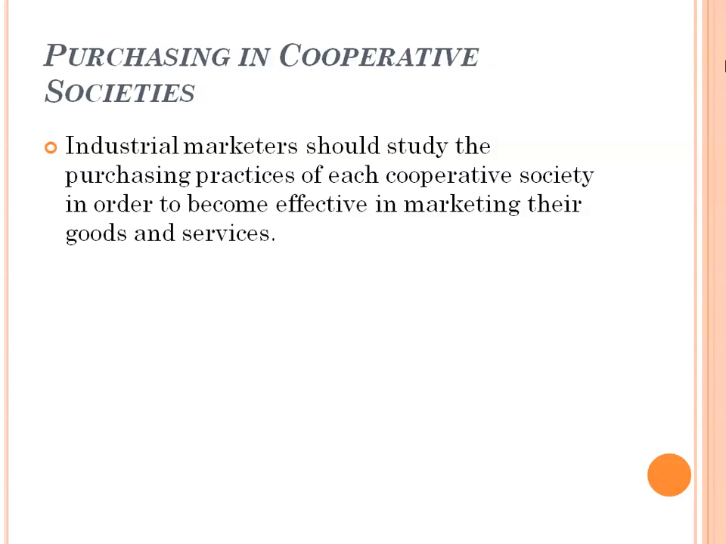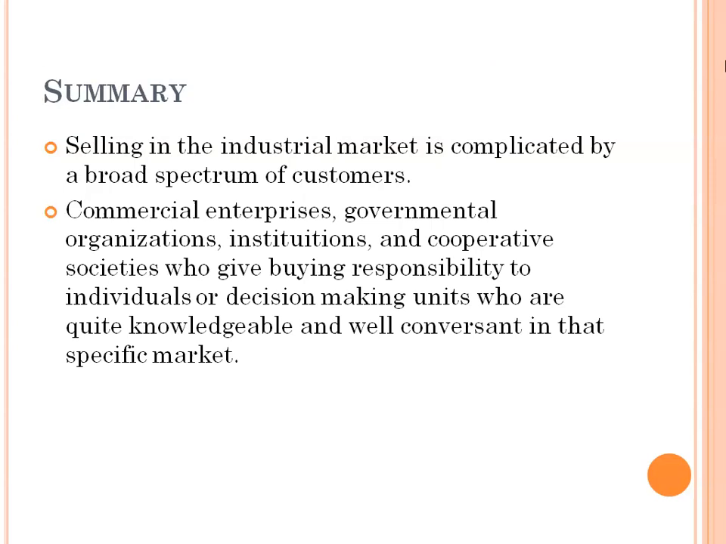So, this was about this chapter, that is industrial markets. Now, we will just do the summary of what you have learned. Selling in industrial markets is complicated by a broad spectrum of customers: commercial enterprises, government organizations, institutions, and cooperative societies, who give the buying responsibility to individuals or decision-making units who are quite knowledgeable and well conversant in the specific market.